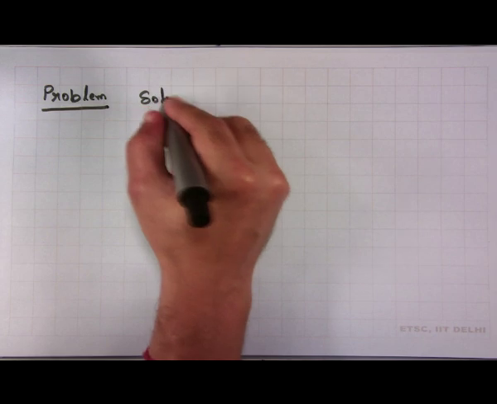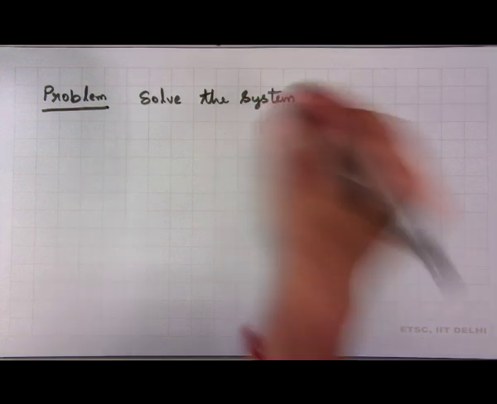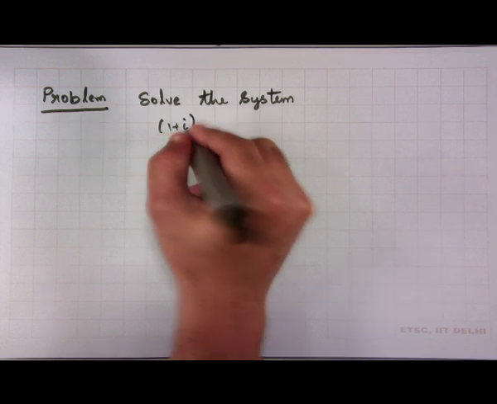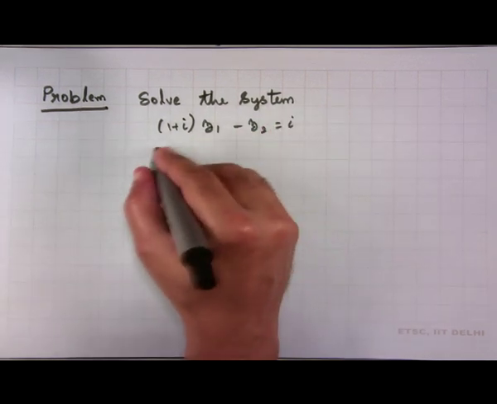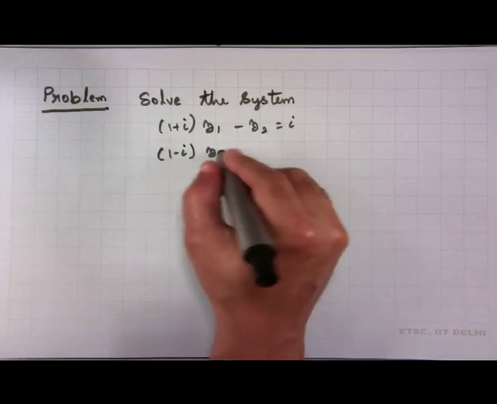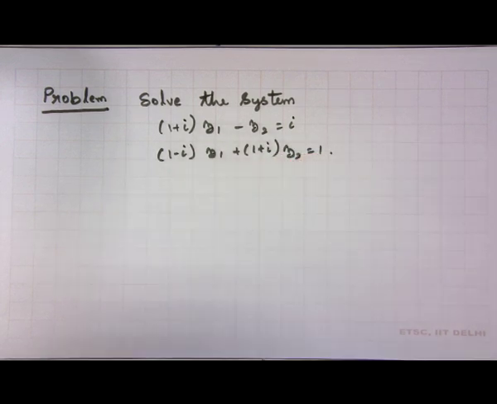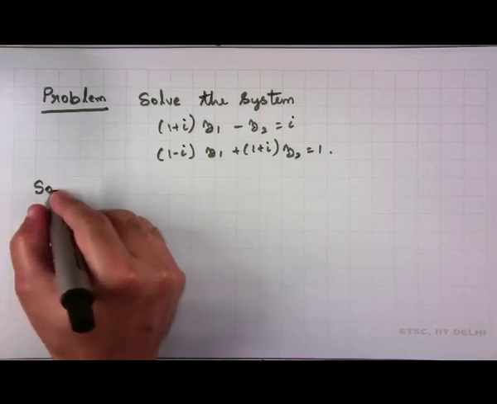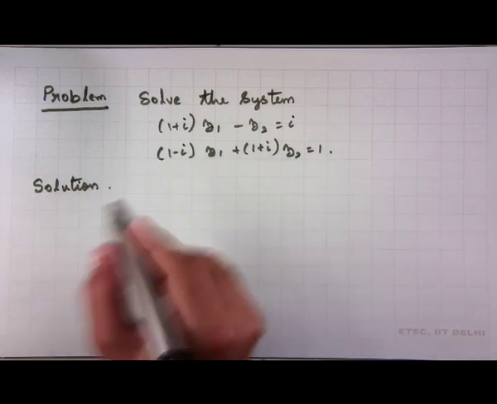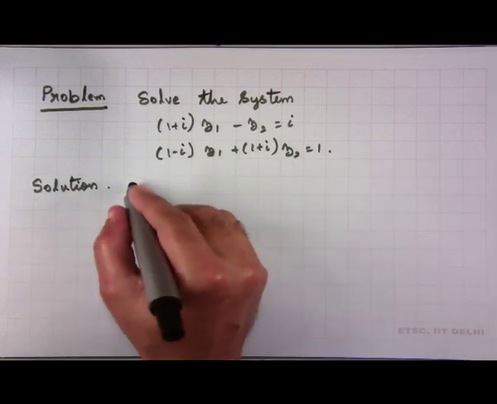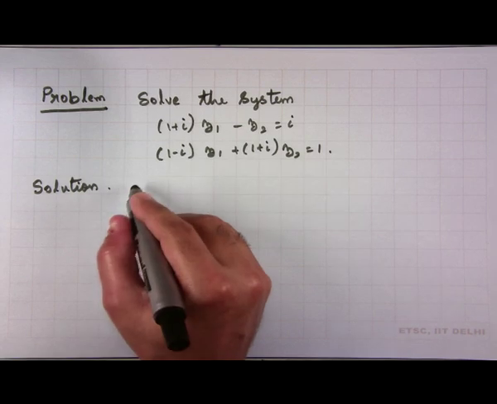Solve the system: (1 plus i) z1 minus z2 equal to i, (1 minus i) z1 plus (1 plus i) z2 equal to 1. Notice that this is a system with complex coefficients. Well, the procedure is the same. So, let us apply the same algorithm to reduce the coefficient matrix into its row reduced form.